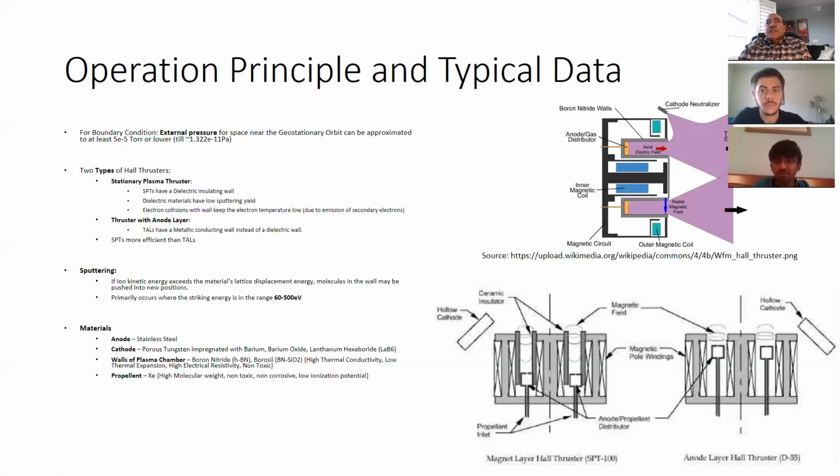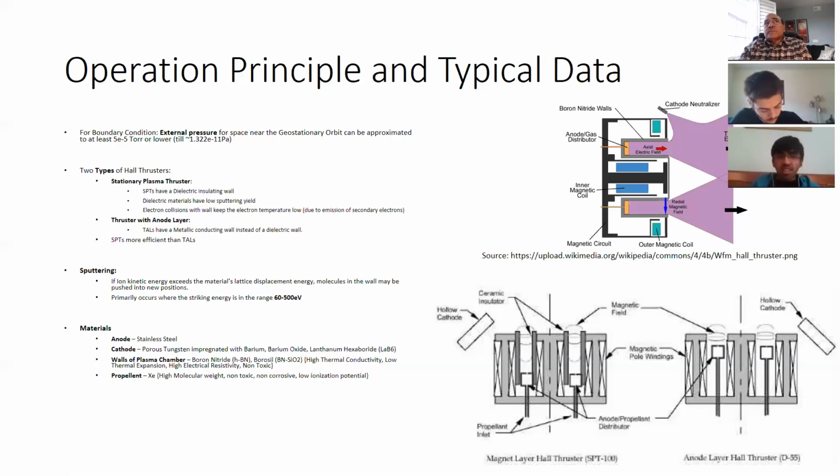Abhishek, the dielectric material is usually boron nitride, but you also showed one for aluminum oxide. Any other dielectric materials, or are these the two that are used? There is one more called Borosil. Borosil is again boron nitride, but with silicon dioxide, with silicate. The silicate makes it a little bit softer, so it probably doesn't fracture as much.